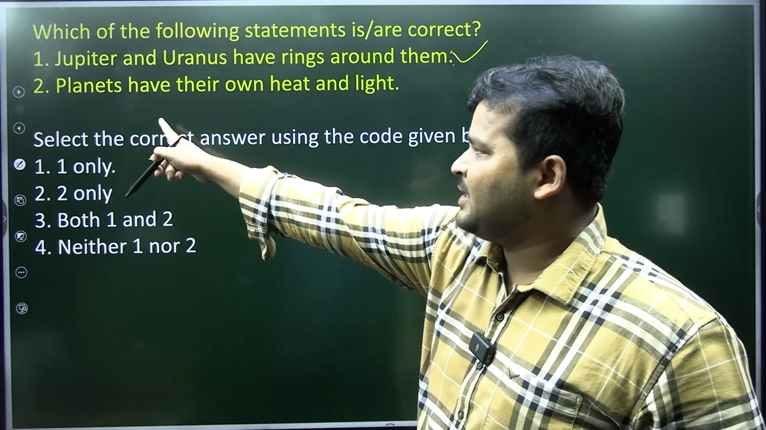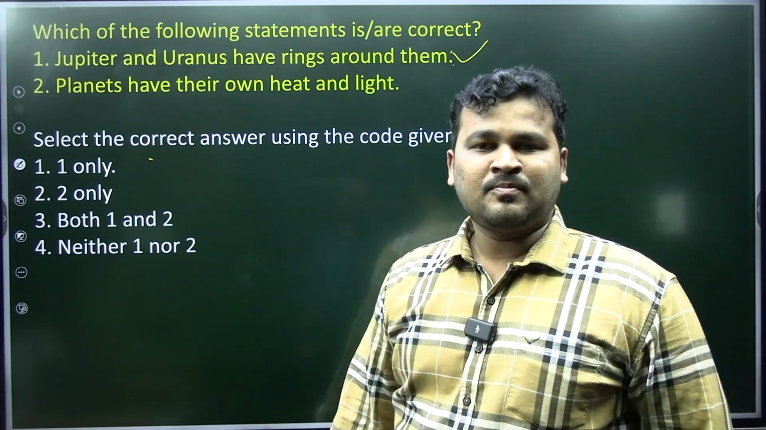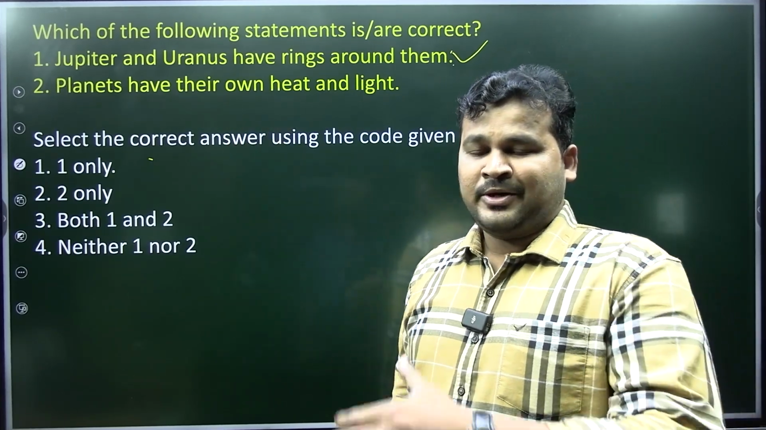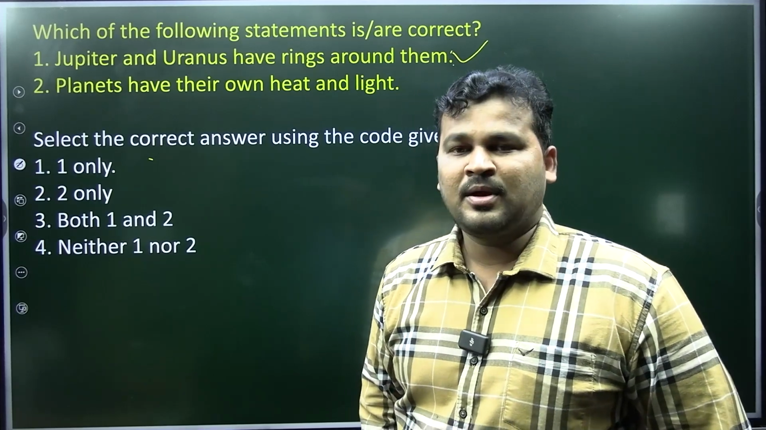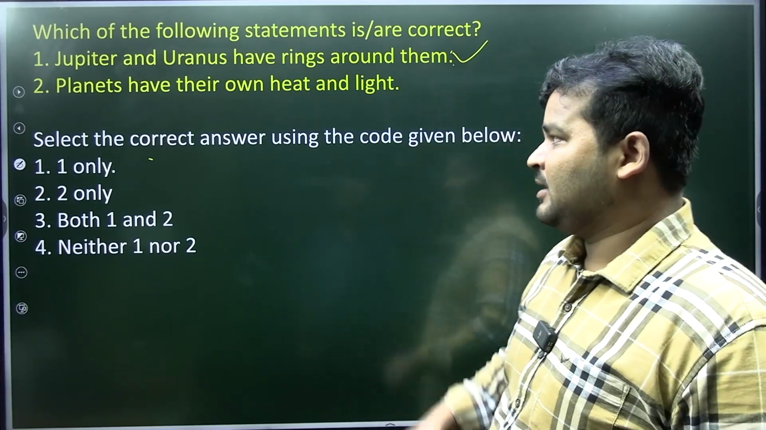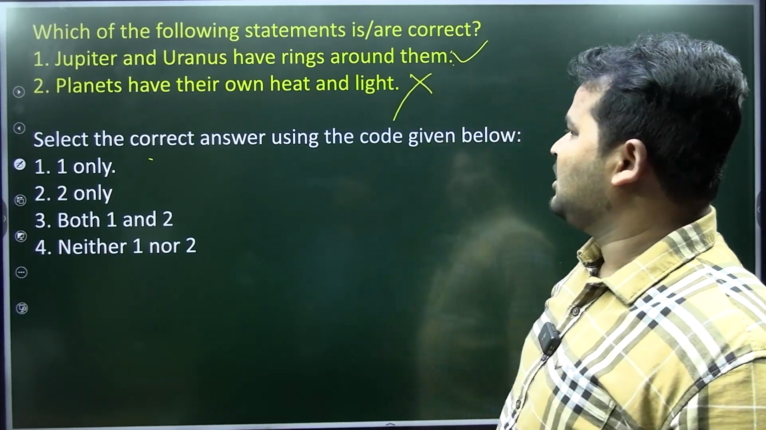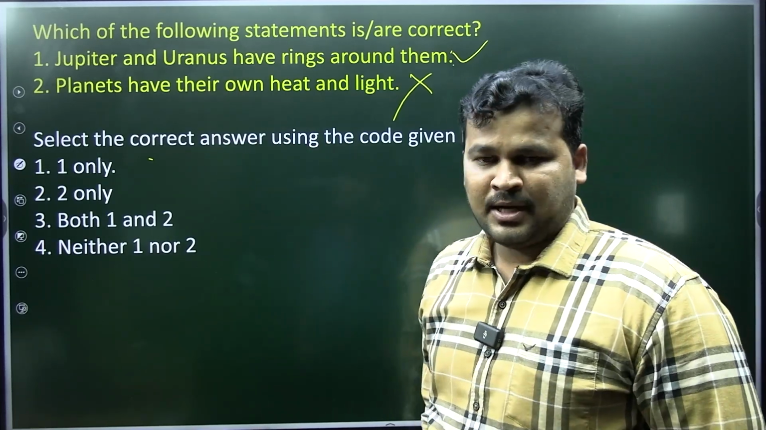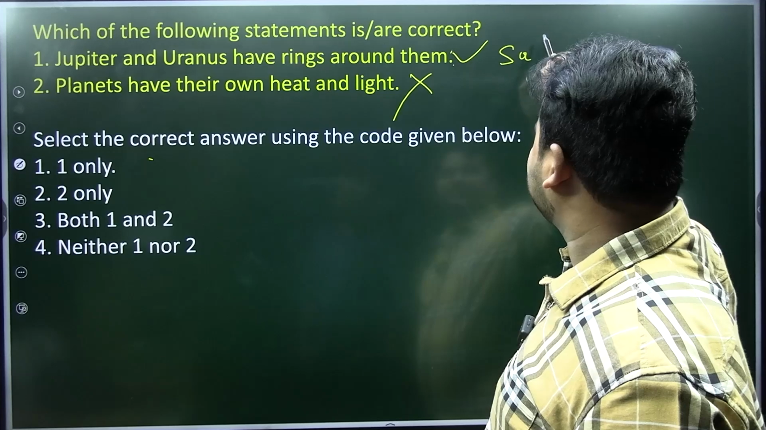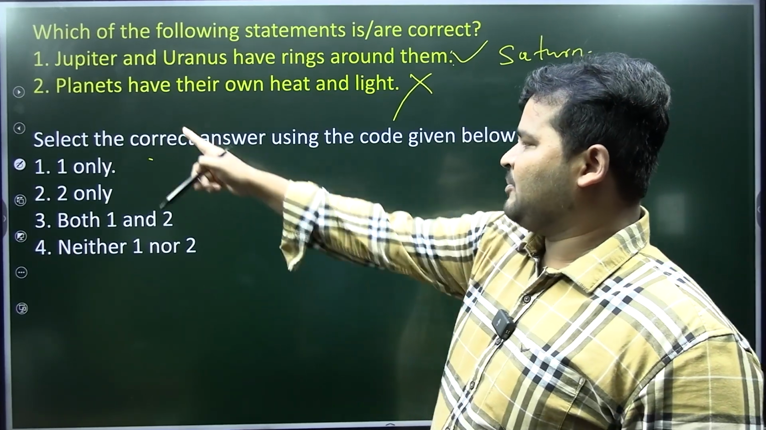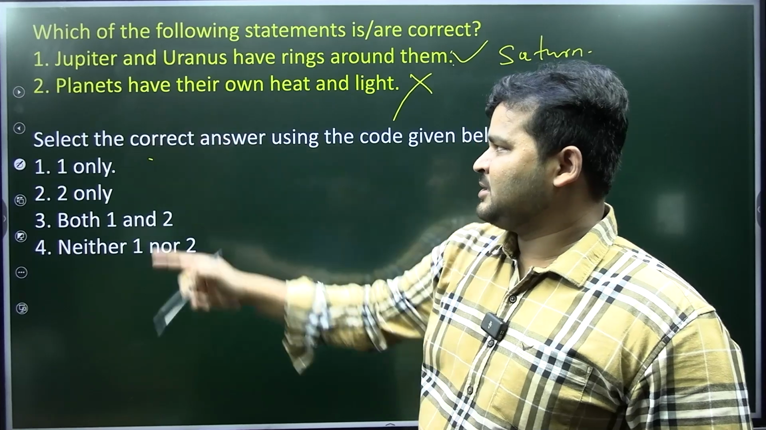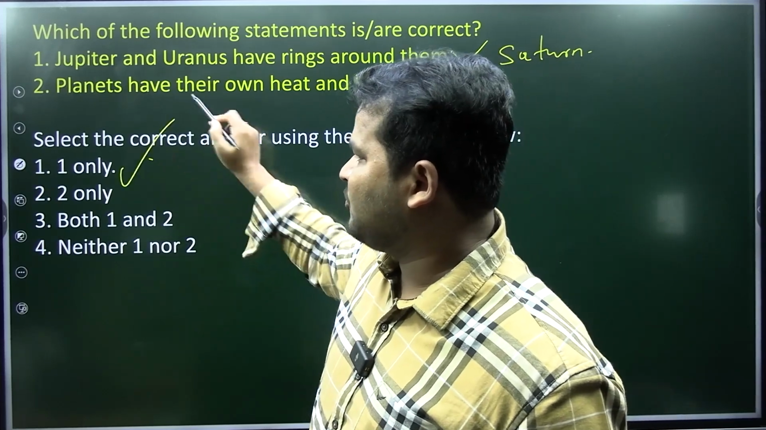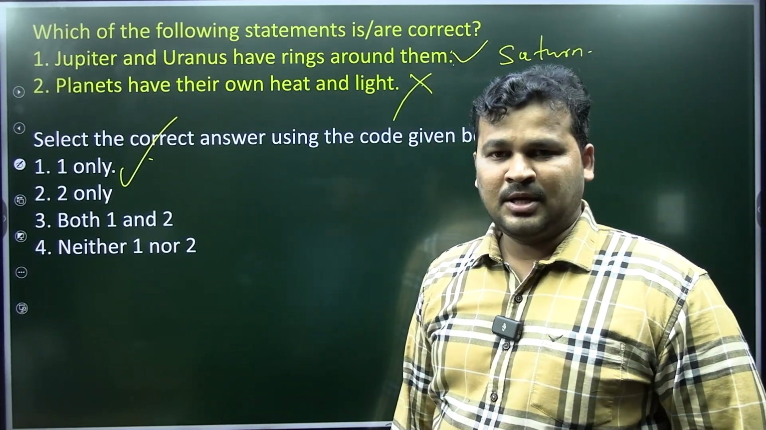Next after that, planets have their own heat and light. Is it correct? No. No planet has its own heat and light. Whatever planets are present in our solar system, they are getting the light from the sun. So that's why this statement is false. So only one statement is true, because Jupiter and Uranus have their own rings around them, including Saturn also. But coming to statement 2, planets don't have their own light. So 2 is false. So according to this, what will be the answer? 1. So 1 is the answer for this question.